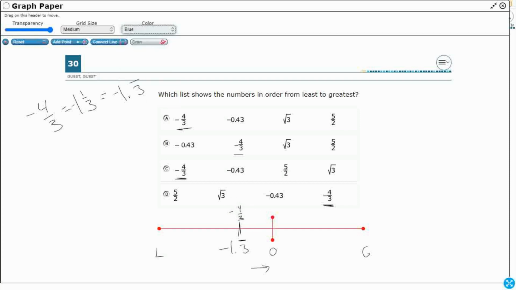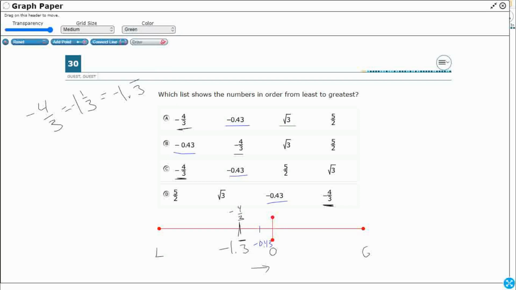We change colors to blue. I've got negative 0.43, or negative 43 hundredths. That's going to be in between the 0 and the negative 1/3, a little bit less than halfway in between. So I can put that negative 0.43. That's already in decimal form, so that one was pretty easy to find.